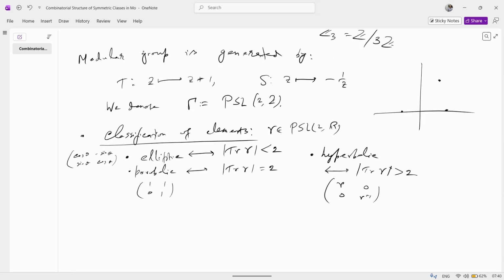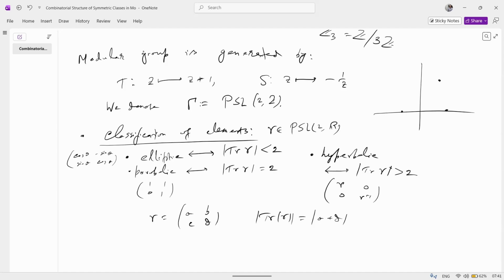So this is the trichotomy, or the classification of elements, elliptic, parabolic, and hyperbolic, that we will use. And here, if you take the matrix representative of gamma, then the trace of gamma is A plus D, and the absolute value of A plus D classifies the dynamics of these elements. Okay, so this is the kind of background that we start with.